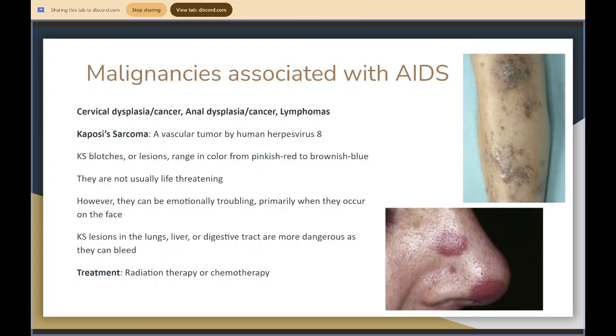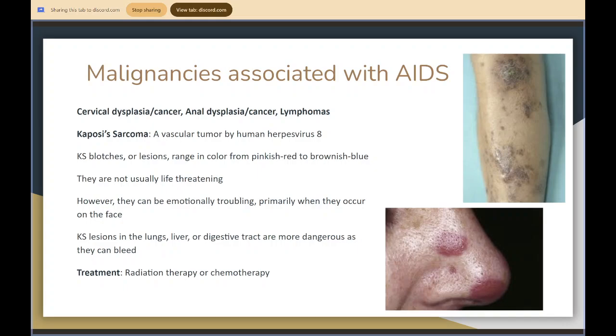All right, other malignancies that are associated with AIDS. Remember, HIV is the virus, and AIDS is acquired immunodeficiency syndrome. That's what happens when the HIV is not controlled. You can have cervical dysplasia or cancer. We can find that on pap smears, anal dysplasia or cancer, and certain lymphomas.